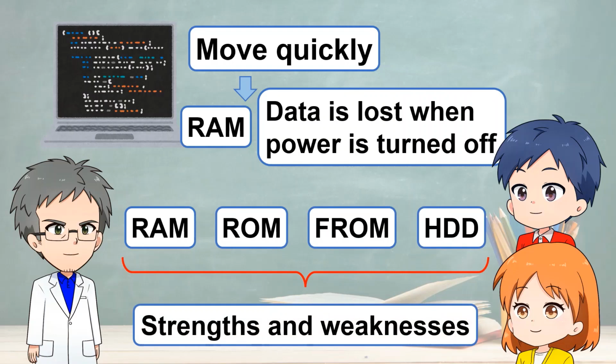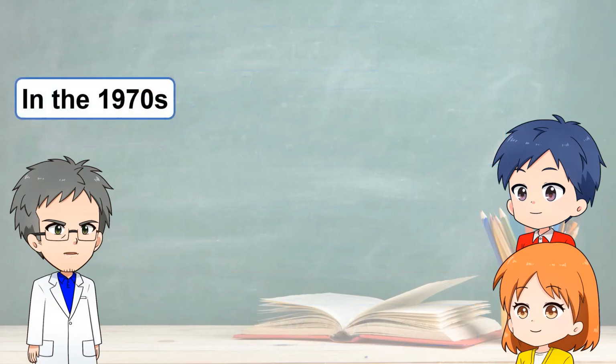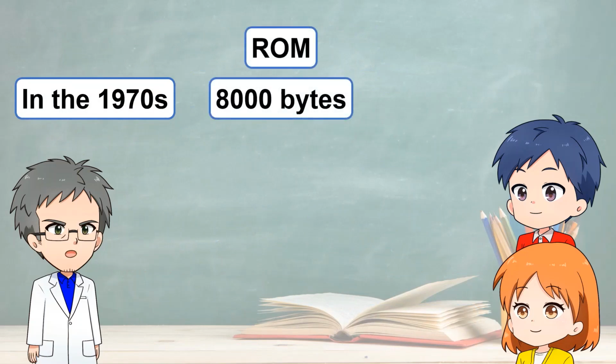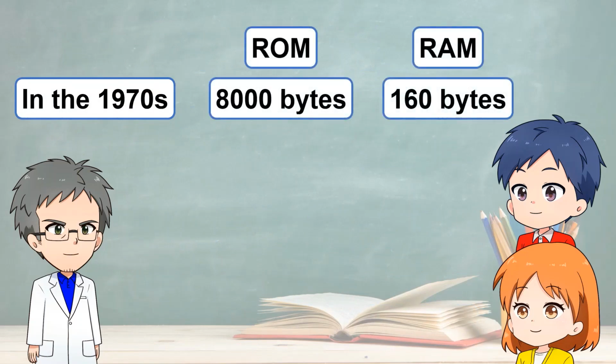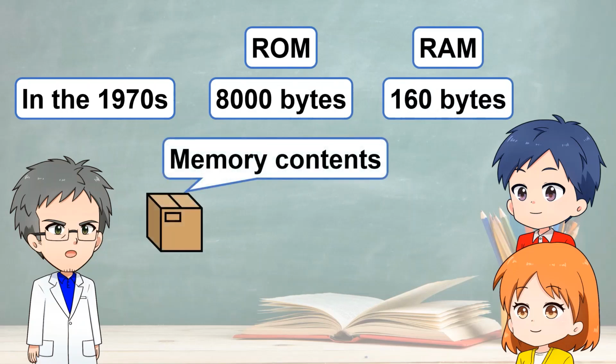I see. The memories RAM and ROM are also made of semiconductors. They have been progressing, just like the CPU. Early models in the 1970s had 8,000 bytes for the ROM and 160 bytes for the RAM. The size of the memory has become smaller, also like the CPU. Is it 30 million times more compact? Yes, it is, but the limit was reached.